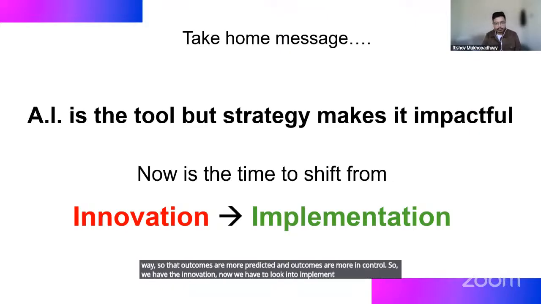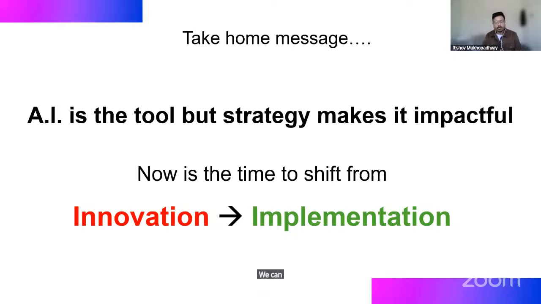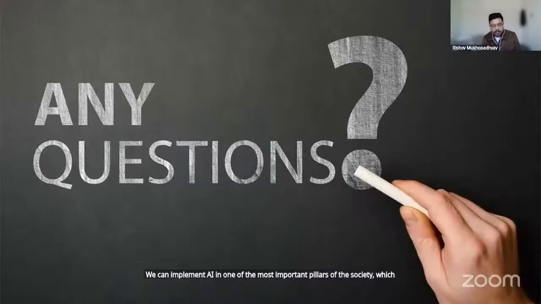Now we have to look into implementation. And I feel that I have given you a classical example of how we can implement AI in one of the most important pillars of society, which is healthcare. With this, I would like to conclude, and I would be happy to take any questions or comments.